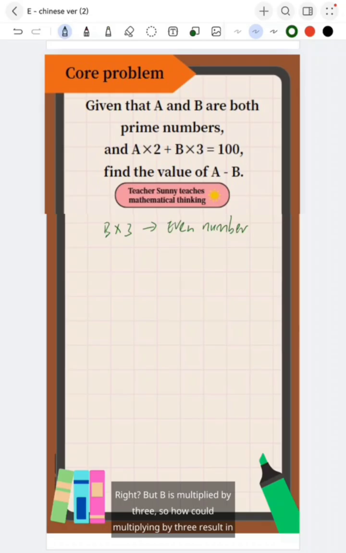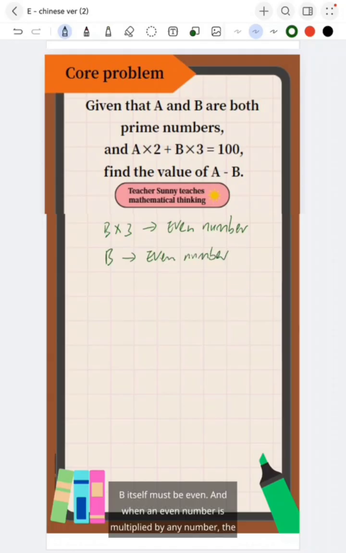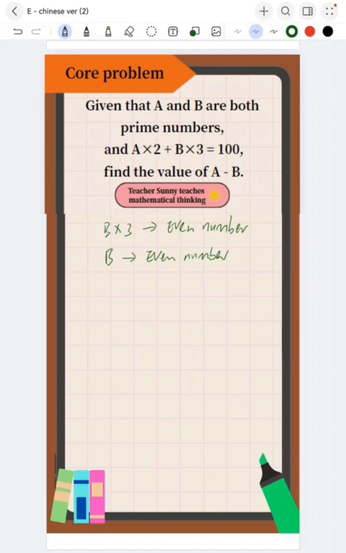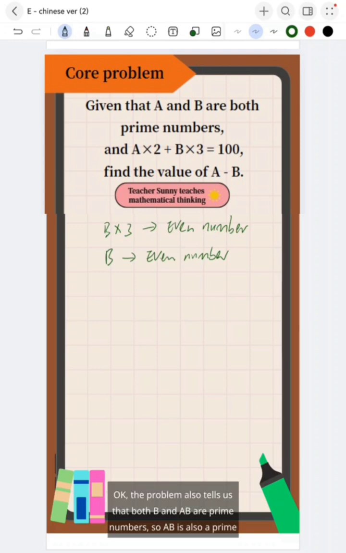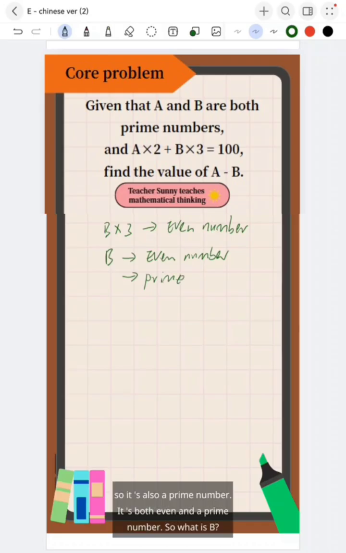But b is multiplied by 3, so how could multiplying by 3 result in an even number? There's only one possibility, which is that b itself must be even. When an even number is multiplied by any number, the result will always be even. Okay, the problem also tells us that both a and b are prime numbers, so b is also a prime number.